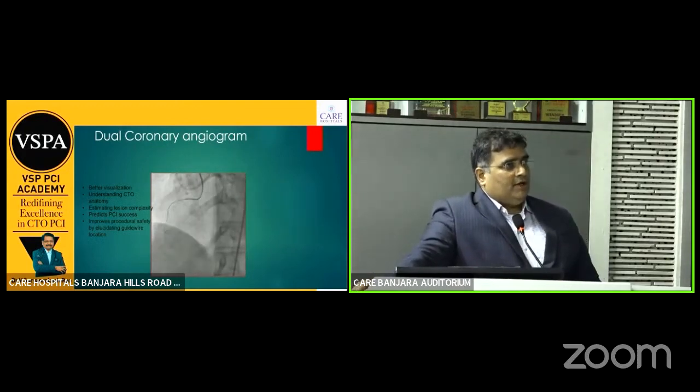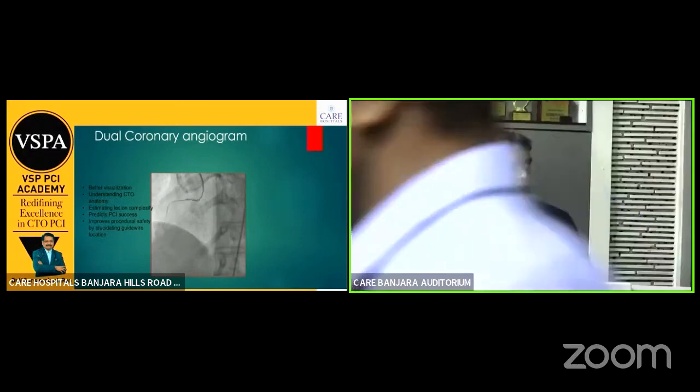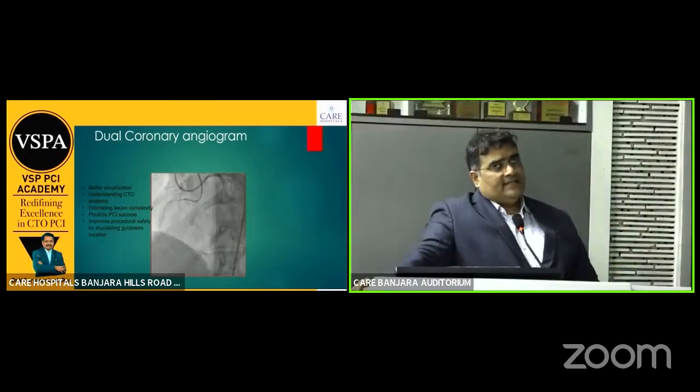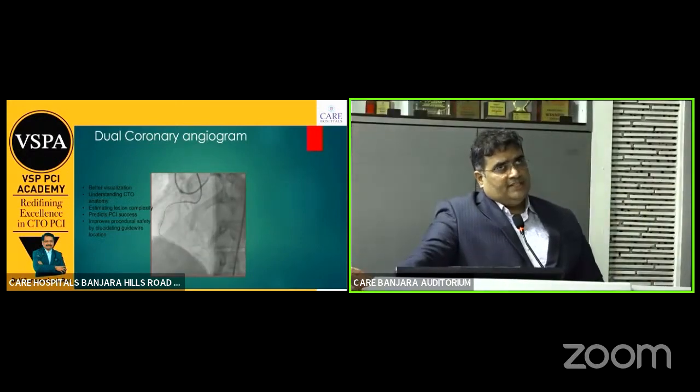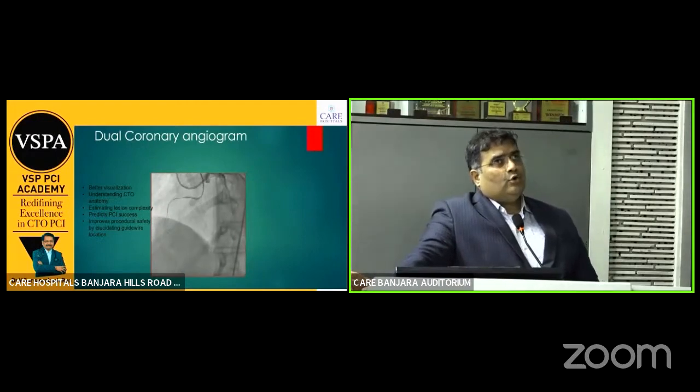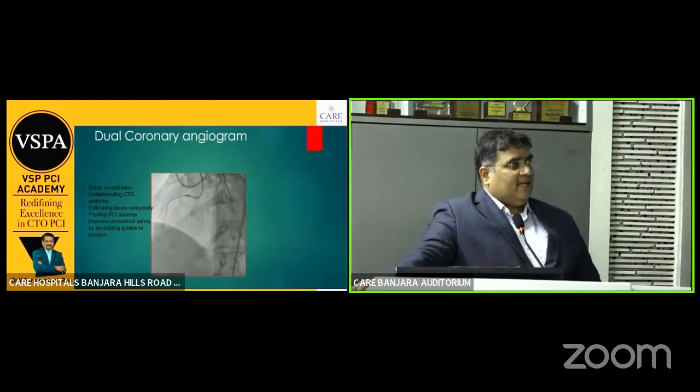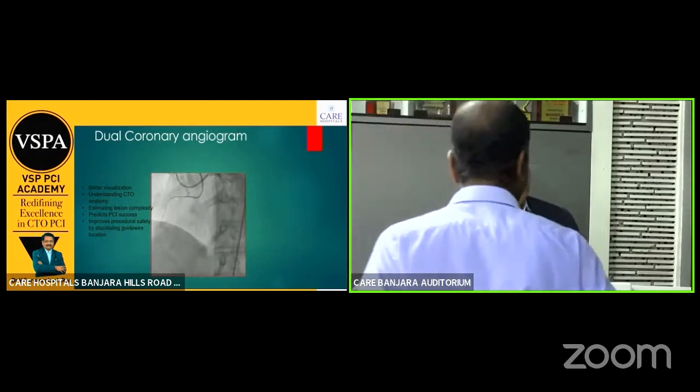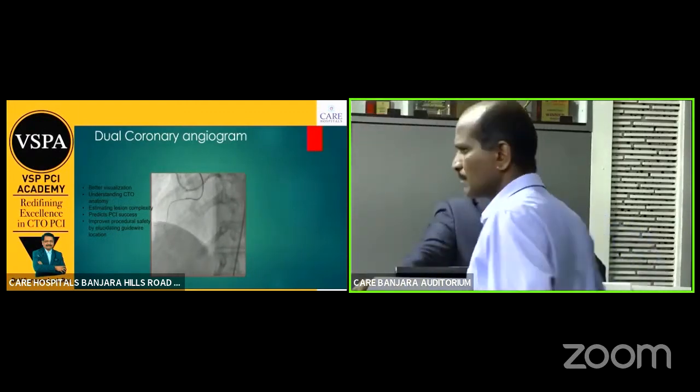So it depends upon the dual coronary angiography, which gives us very nice information about the distal vessel status. And then the second thing is, because when we are injecting from both sides, we get to know the length of the CTO segment and the nature of the CTO segment. For example, in some cases you will see whether the CTO segment is tortuous or straight. That information we can see, so that we can assess the lesion complexity better, and it predicts the success of the angioplasty.